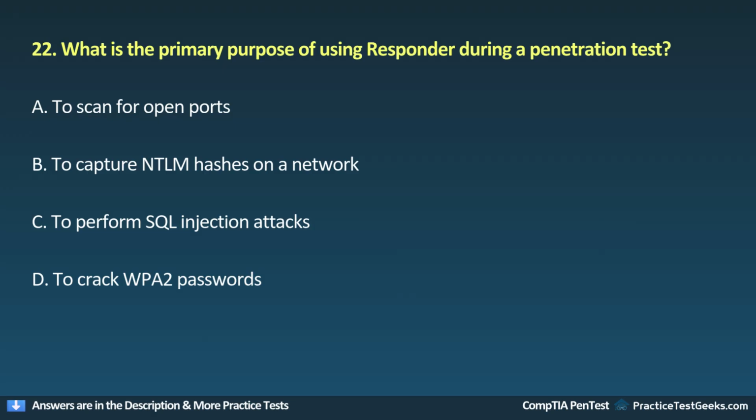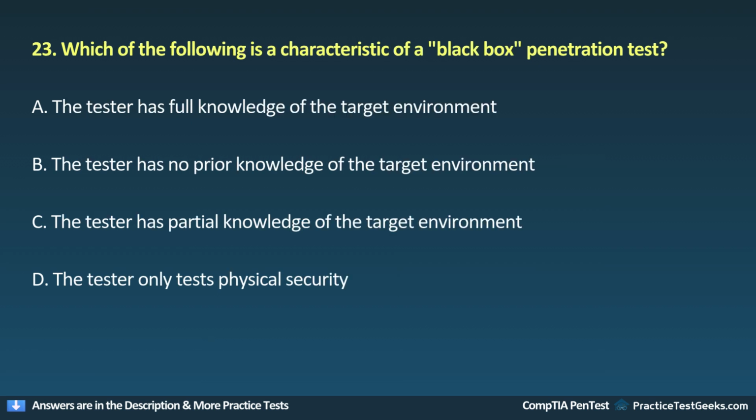22. What is the primary purpose of using Responder during a penetration test? A. To scan for open ports. B. To capture NTLM hashes on a network. C. To perform SQL injection attacks. D. To crack WPA2 passwords.